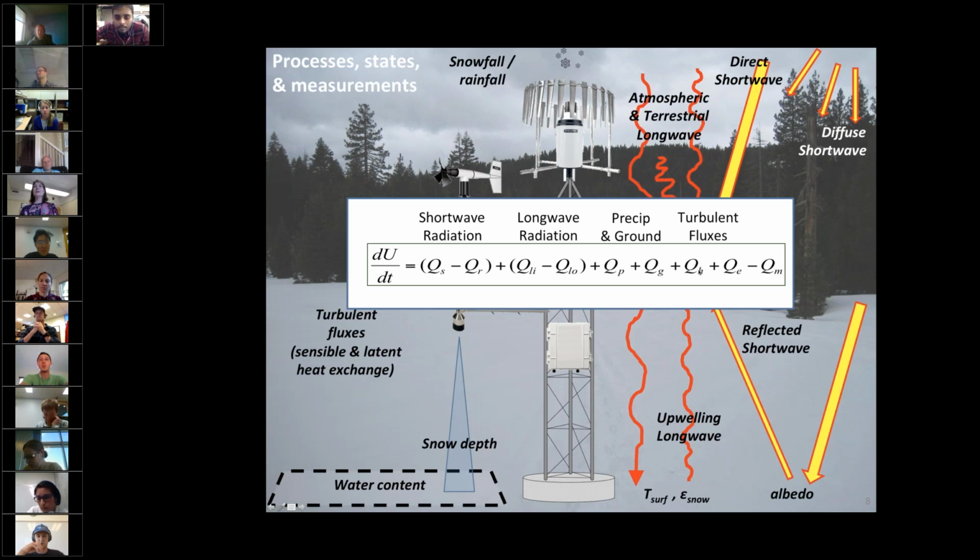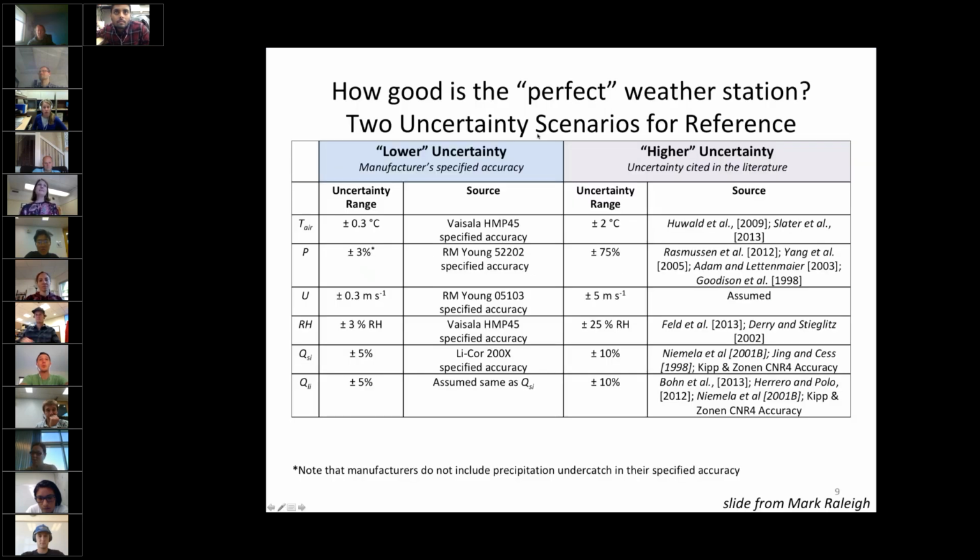Turbulent fluxes, H is generally for sensible heat flux. LE is for latent heat flux, and then the energy required to melt snow. So this is the basic equation we'll come back to again and again in trying to model snow melt. You can see a lot of it is really atmospheric forcing. And you'll hear a lot of snow modelers say, if you give me perfect forcing, I can model snow perfectly. All right, so how good is this perfect weather station?